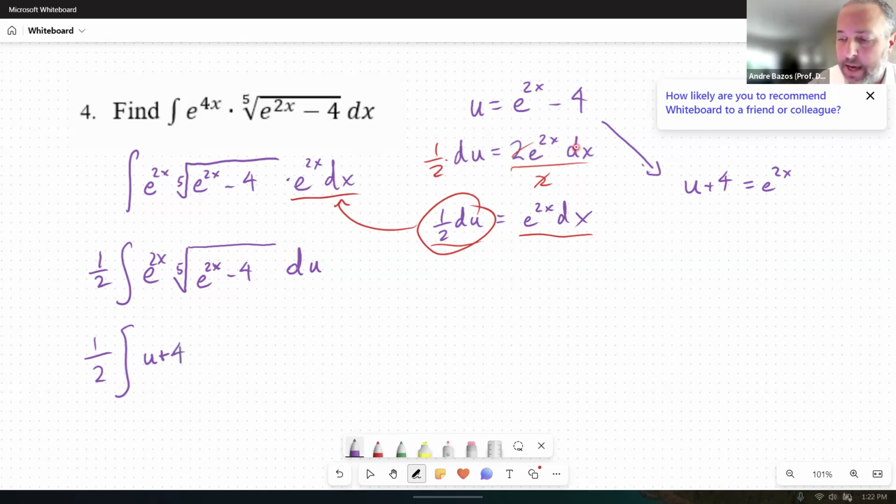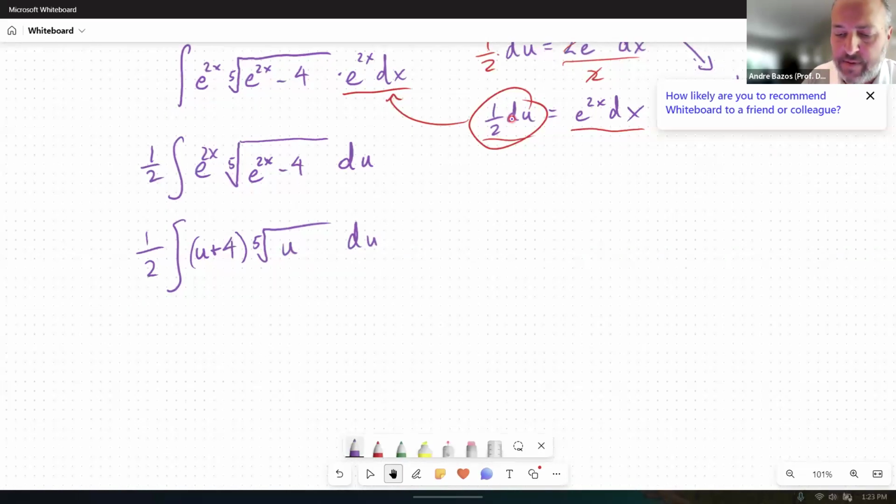I don't want to sub in down here, right? I don't want to use this anymore because I already did it. I don't need another du. If I get another du, we're going to have du squared. I have no clue how to do that, right? So we do it once and we're done with the dx and we got rid of the dx. All right, now e to the 2x was this u plus 4, and then I have the fifth root of e to the 2x minus 4, which is u. I have the fifth root of u, du. Look at that, everything's in terms of u.